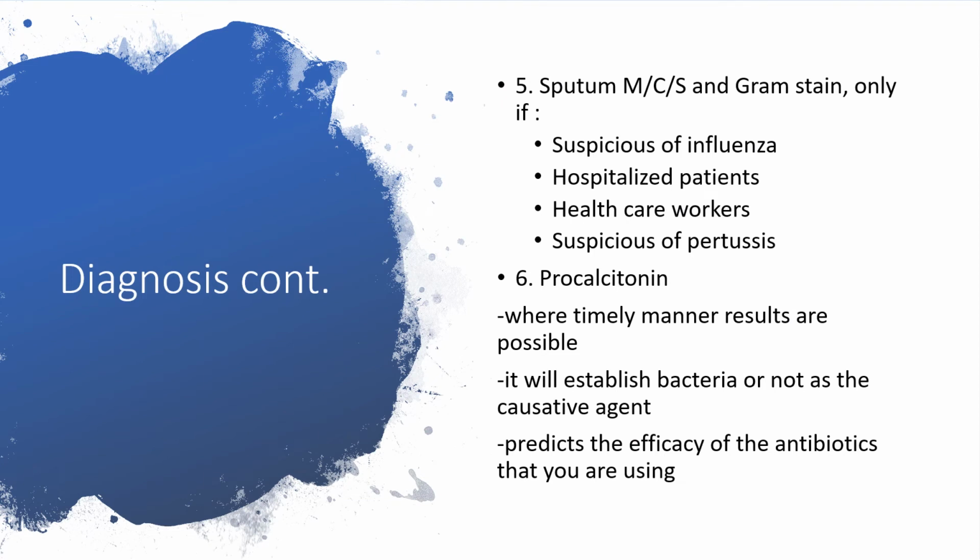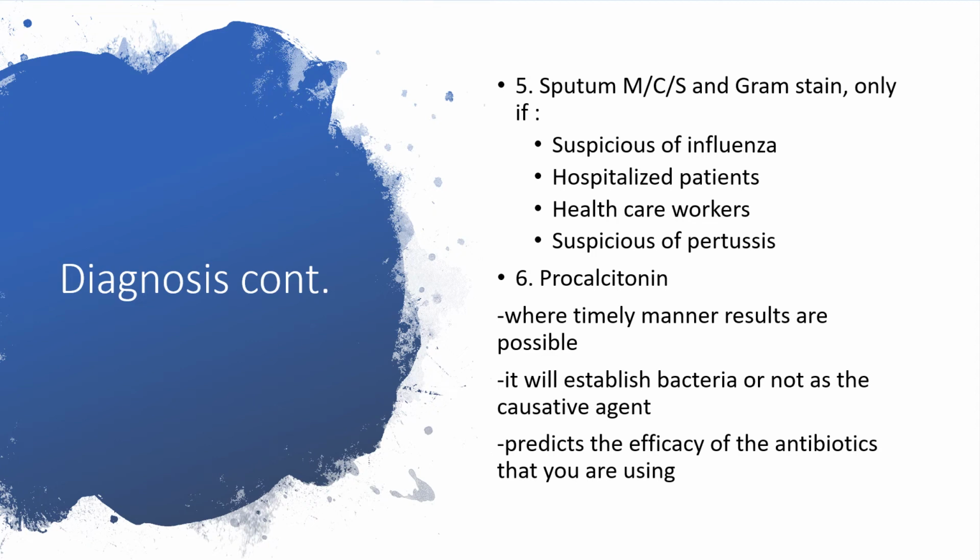Still on diagnosis, if the patient could expectorate and you have sputum, do sputum MCS and gram staining only if you are suspicious that you are dealing with influenza, or this patient is hospitalized, or you are dealing with a healthcare worker, or you are suspicious of pertussis. Or if you think you are unable to rule out pneumonia, then carry out investigation using gram staining of the sputum, microscopy, culture, and sensitivity.